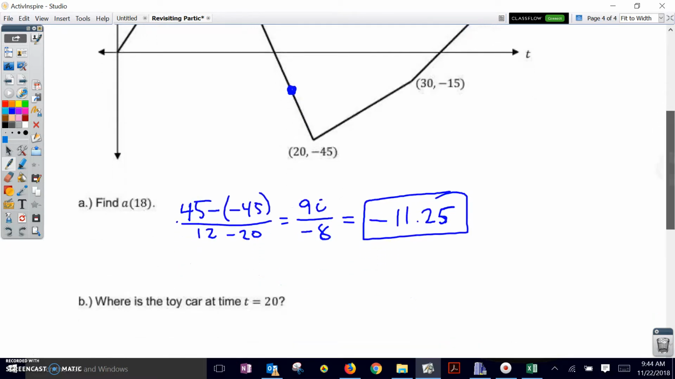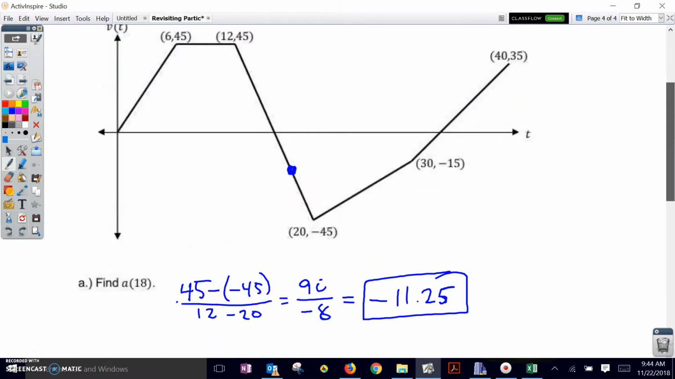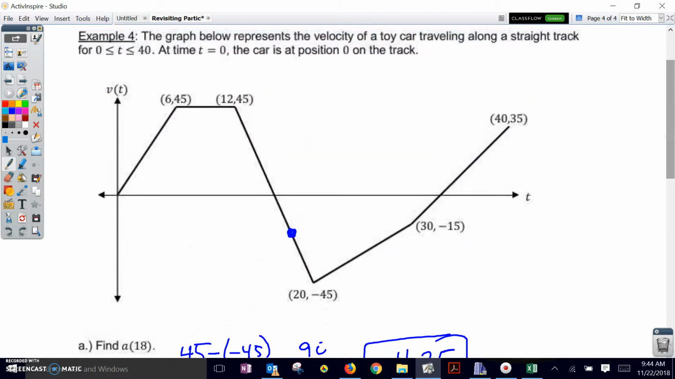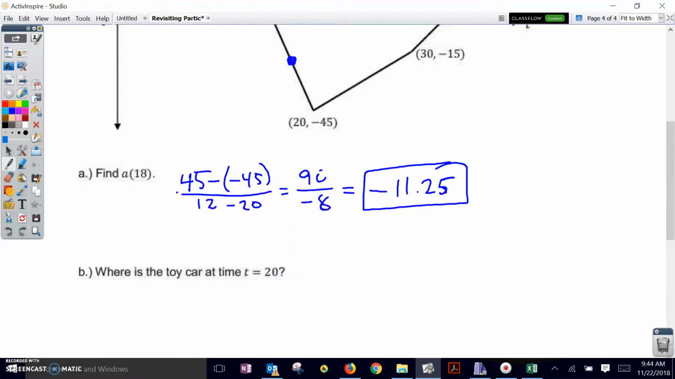Alright. Part B, where is the toy car at time 20? Okay, so in order to find where the toy car is at time 20, since we're working from a velocity graph, we need the displacement plus where it was at time 0. At time 0, it was at position 0, so we don't need to worry about that. So all we need to do to figure out where the car is at time 20 is find the integral from 0 to 20 of the velocity function.